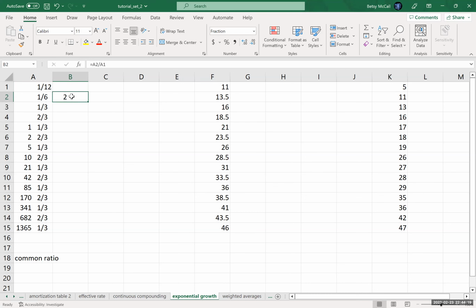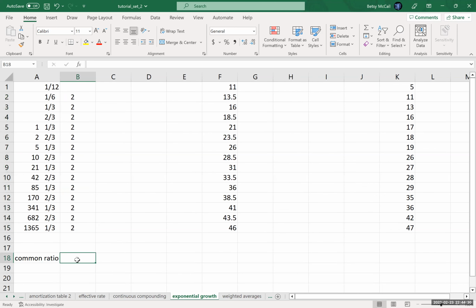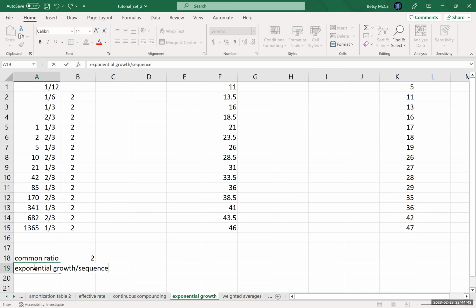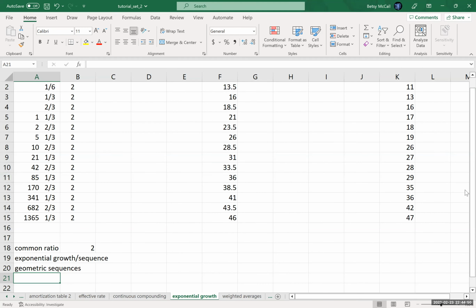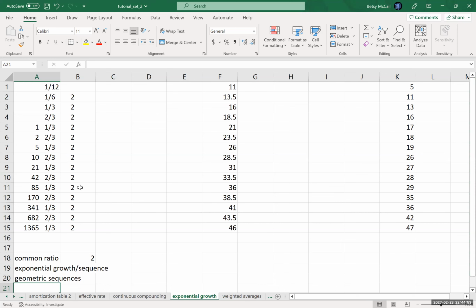Fortunately for Excel, we don't have to worry about simplifying fractions, and we get a 2. Now, if we copy this formula or repeat it physically all the way down the list, if there is a common ratio, then the ratio that we get when we do this math should always be the same value. That's an example of exponential growth, or an exponential sequence. Sometimes these are called geometric sequences. But the idea with a geometric sequence or an exponential growth sequence is that every time you have a value that you multiply by the same amount.